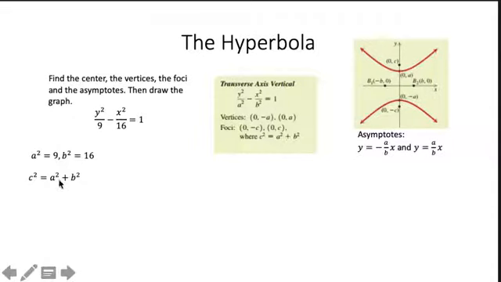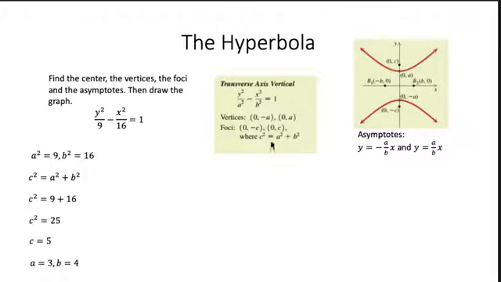C squared is a squared plus b squared. So plugging 9 in for a squared and 16 in for b squared, I get c squared is equal to 9 plus 16. That means c squared is equal to 25, which means c is equal to 5. Now, don't forget, let's take the square root of 9, which is 3, and the square root of 16, which is 4. So a is 3, b is 4, and c is 5.